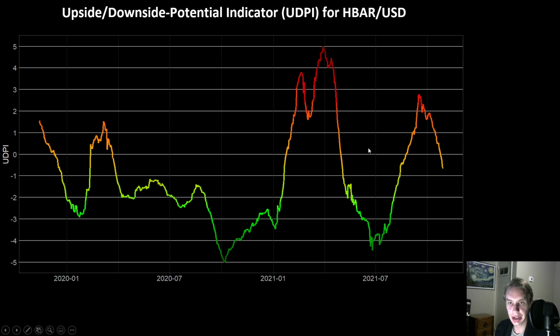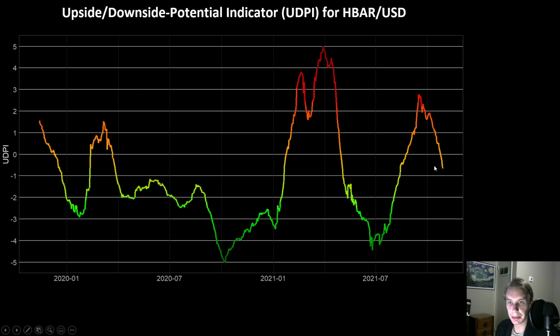And what you can see is that, as we saw with the previous graph, the indicator tends to get into these low levels when it's been a historically good time to be acquiring HBAR, when the upside potential is much greater than the downside, and then it spikes up into these red zones, these high risk dangerous zones, when it seems like HBAR is getting a little bit overheated, overextended.